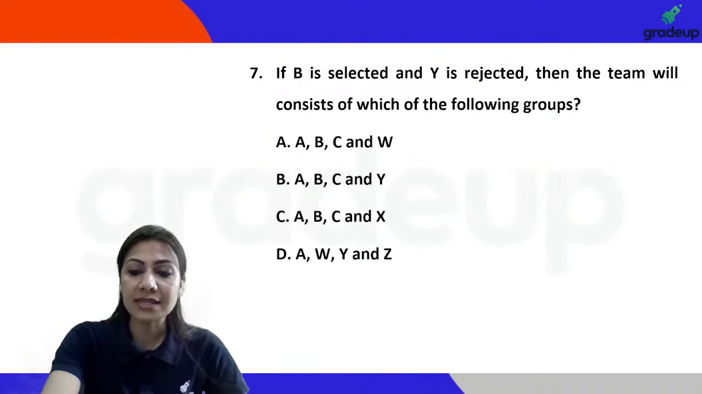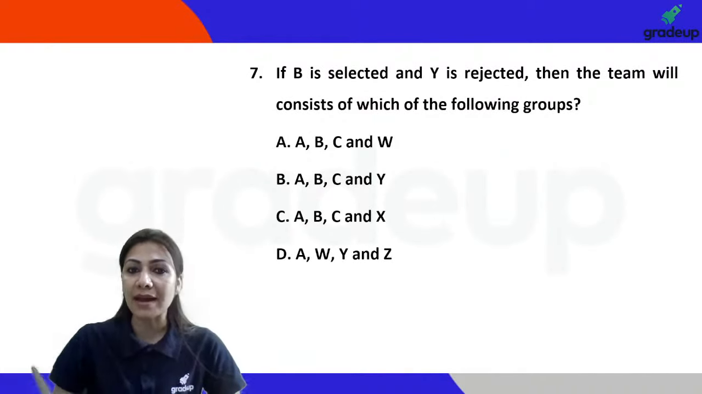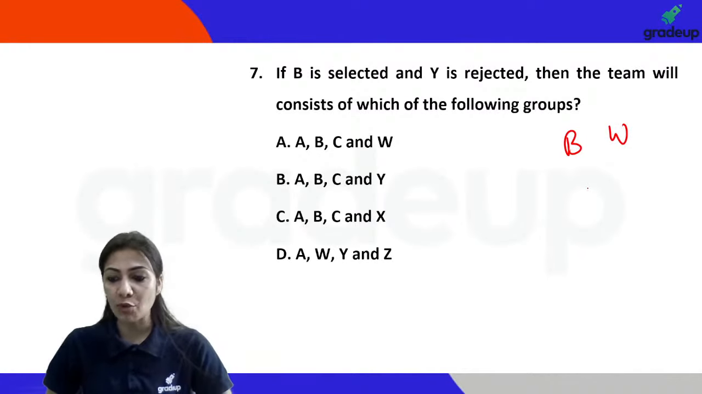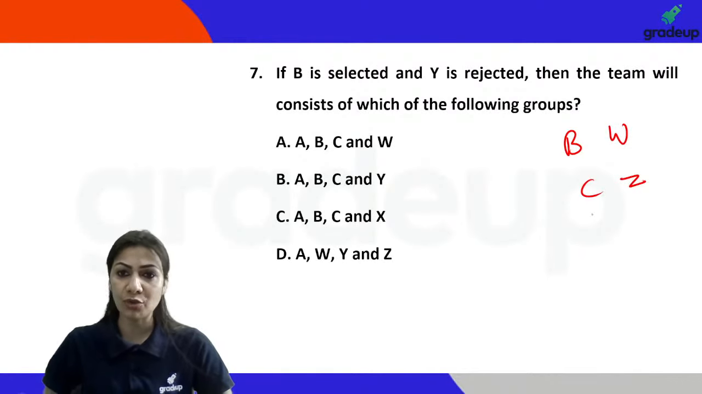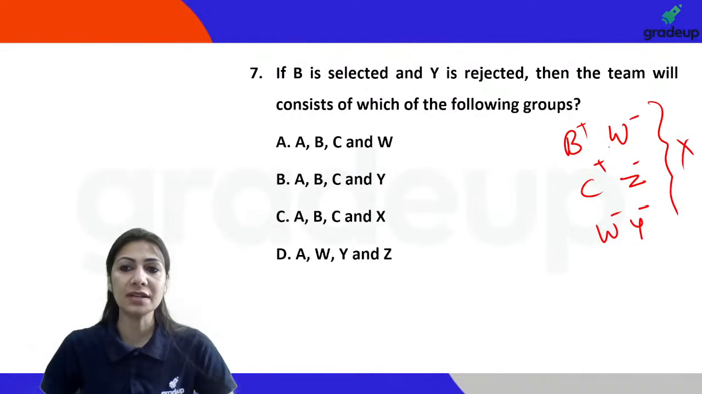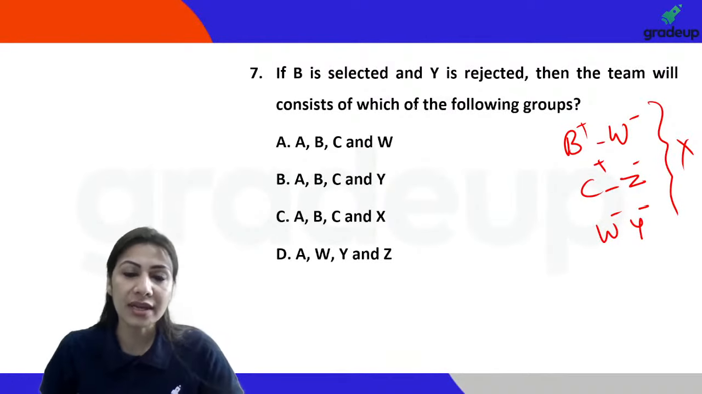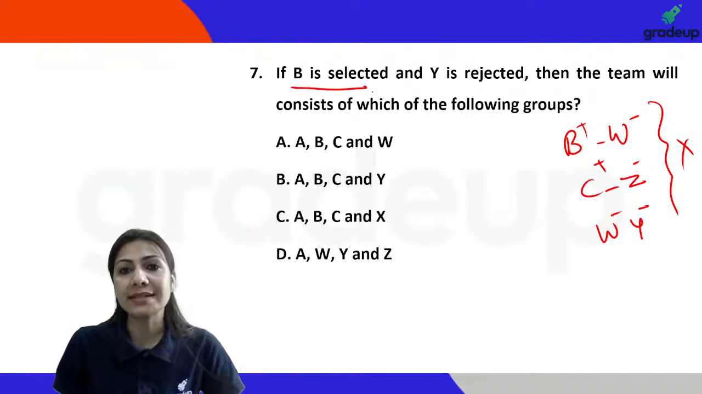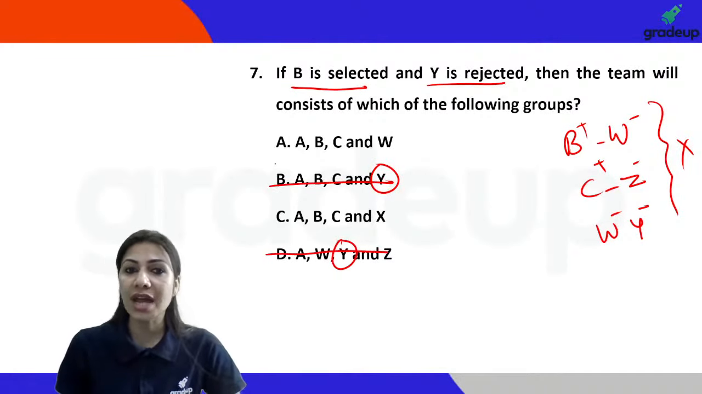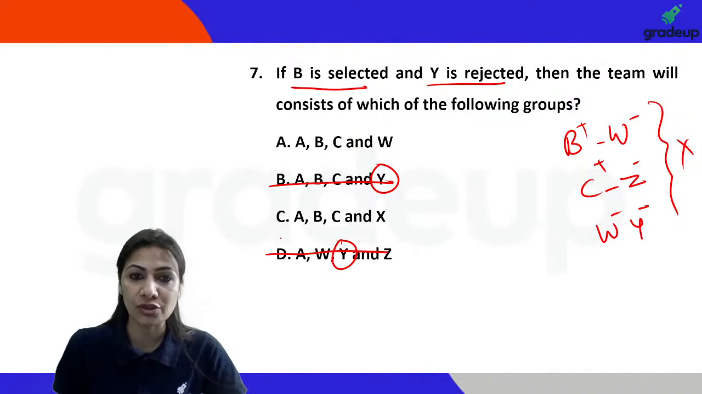Okay, we have one next question based on the same paragraph where we have given the condition that you cannot fix B and W at the same moment, you cannot fix C and Z at the same moment, and W and Y. This is our condition. You cannot keep these people together. Now what it says: B is selected and Y is rejected. If Y is rejected, then how can option B and option D be the right answer? Not at all, right? So the answer is either option A or option C.